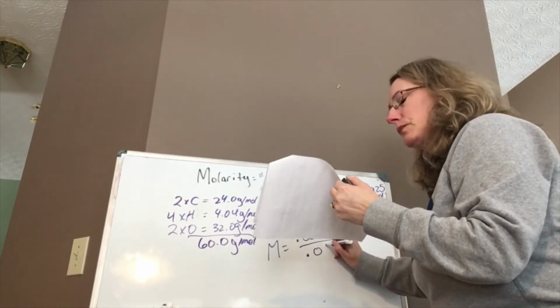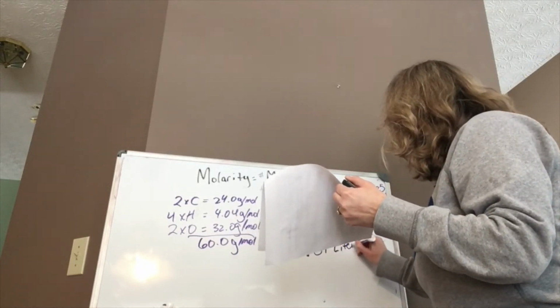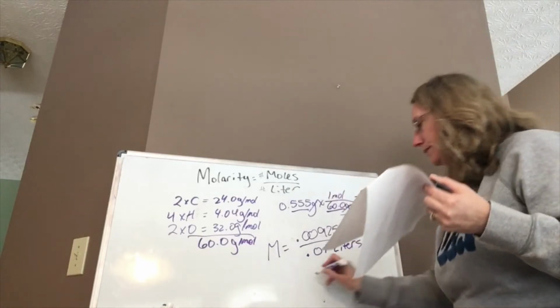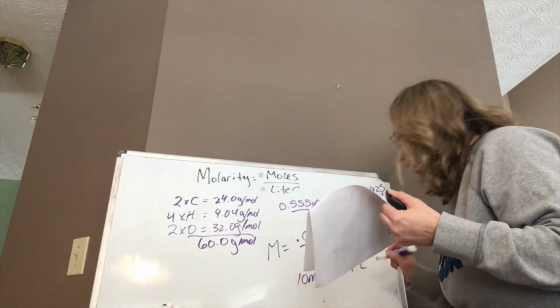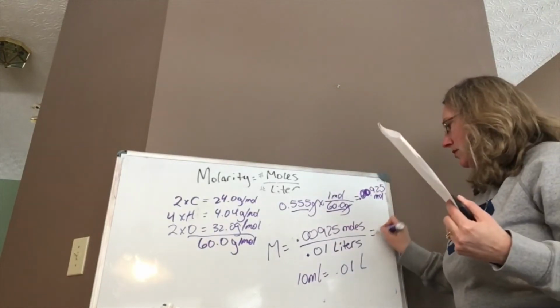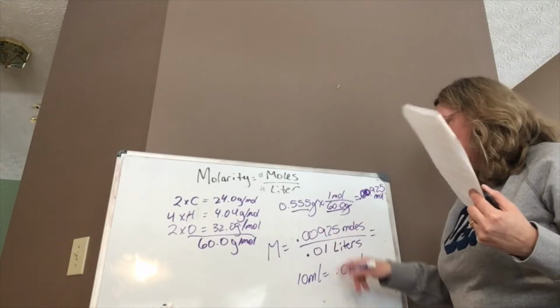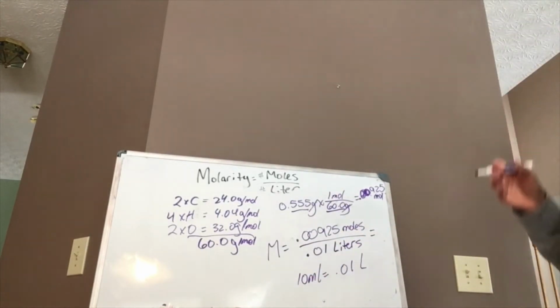.01 liters. And you drink, because 10 mils equals 0.01 liters. So what's our answer then? If we take that number divided by that number. Yes, I'm dying.